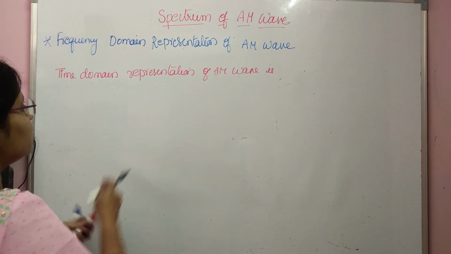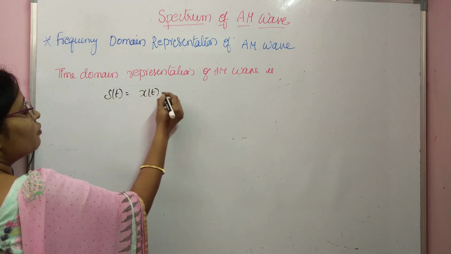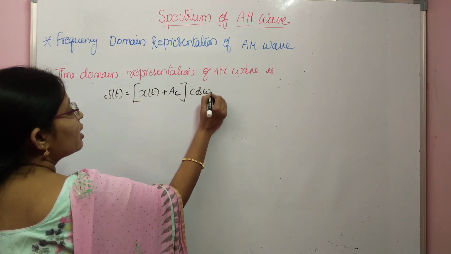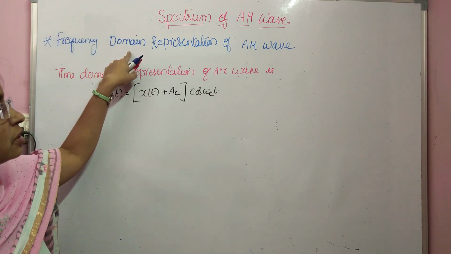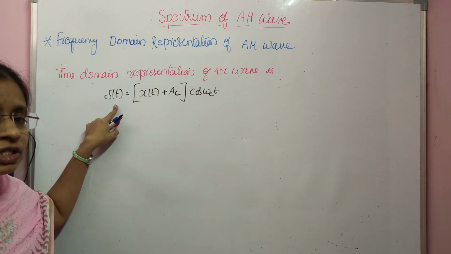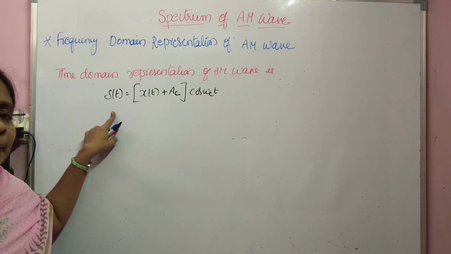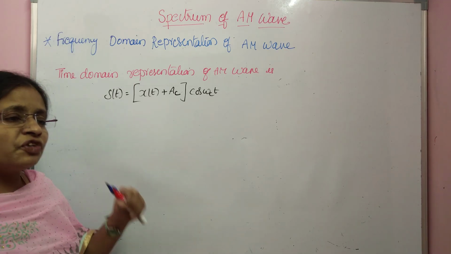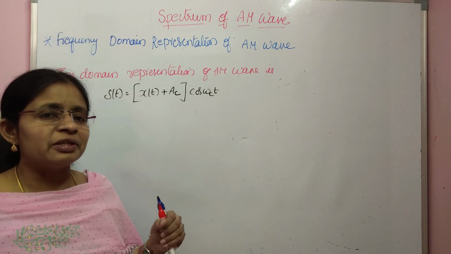That is s(t) = [x(t) + Ac] cos(ωc t). Now, to get the frequency domain representation or the spectrum of AM wave, you simply have to apply the Fourier transform to this time domain representation of the AM wave, that is, to s(t). In any application or concept, to get the frequency domain representation of any wave, simply apply the Fourier transform to that wave.